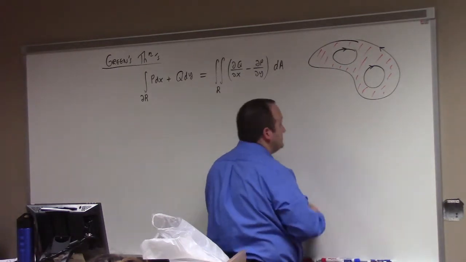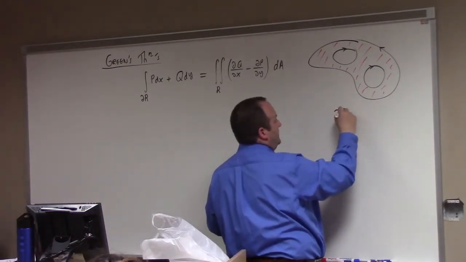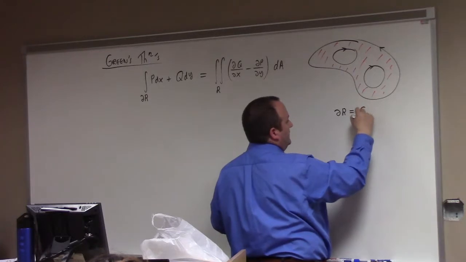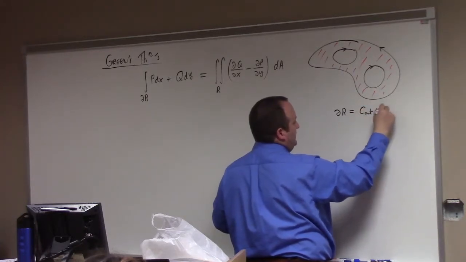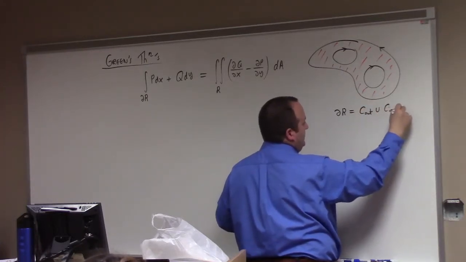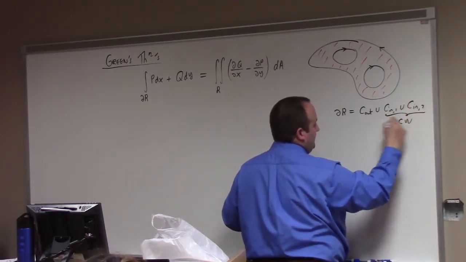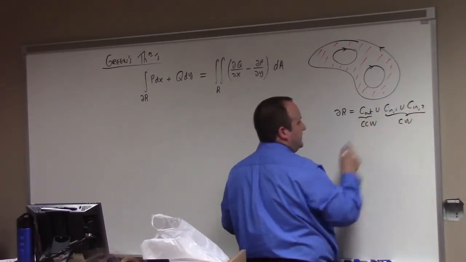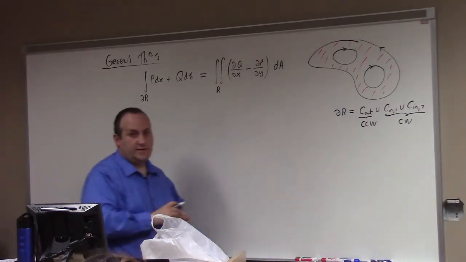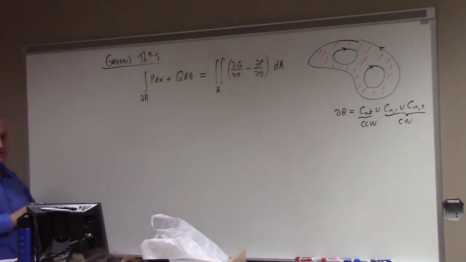So like here, the boundary of R is C out union C in 1 union C in 2. These are both clockwise oriented. This one's counterclockwise oriented. That's the natural orientation of the boundary of R, right? So this is the full form of Green's theorem.